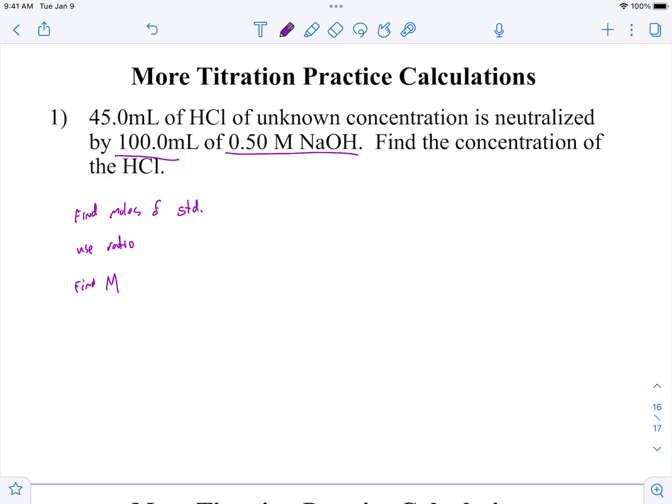What do you think, guys? Do we have a molarity? What'd you get? Yeah, 1.05, 1.1. So let's go through this.